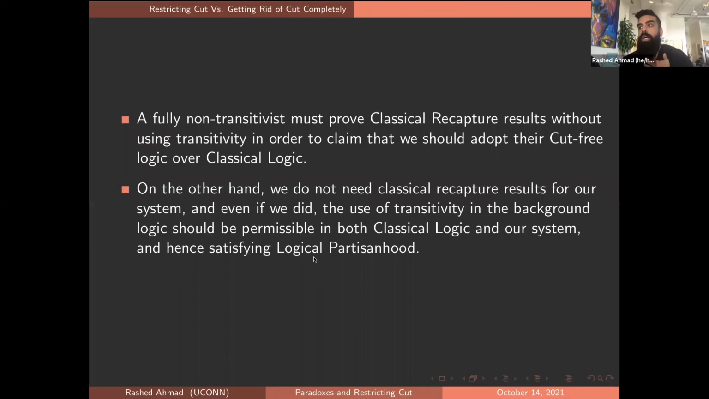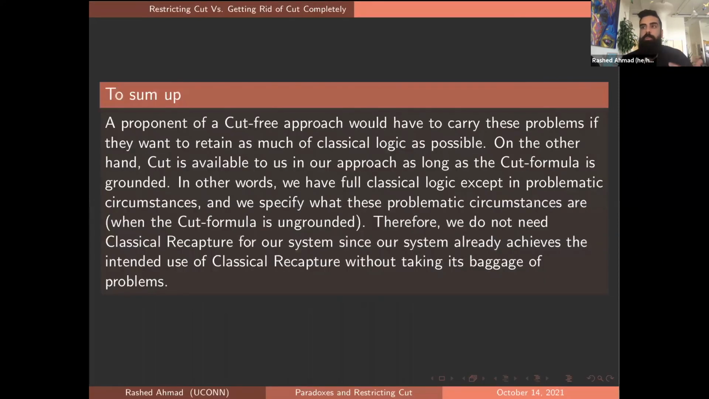On the other hand, for us, we do not need classical recapture results for our system. And I'll explain why we don't need classical recapture in the next slide. But even if we did, the use of transitivity in the background logic should be permissible in both classical logic and our system, and hence satisfy logical partisanhood. So in other words, a proponent of a cut-free approach would have to carry these problems if they want to retain as much of classical logic as possible.